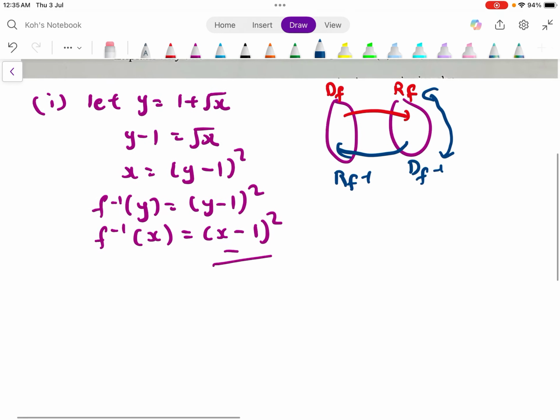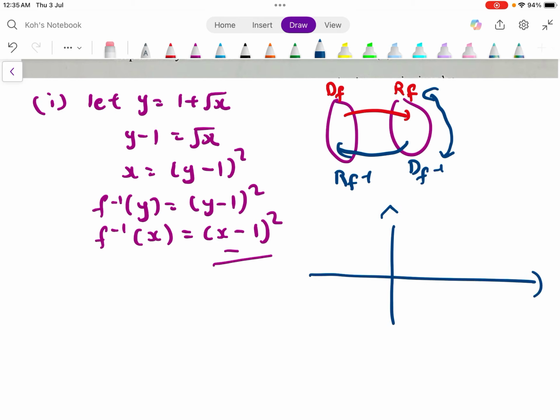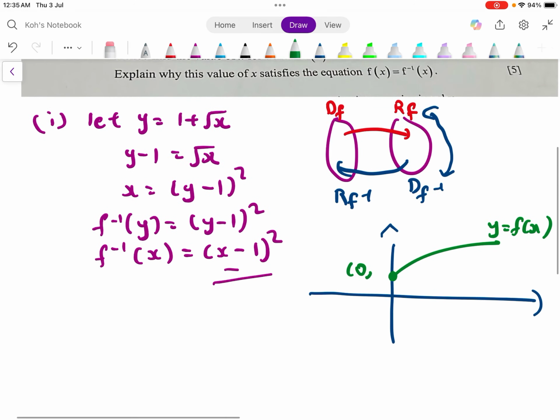So how do I actually find the range of f? For this one, you need to use your GC, you sketch the graph. Of course, it's a rough sketch. This part is the y equal to f(x) graph. So this is 0, then of course this part is, I think, 1. So this is the domain from here all the way to infinity. So this is the domain of f.